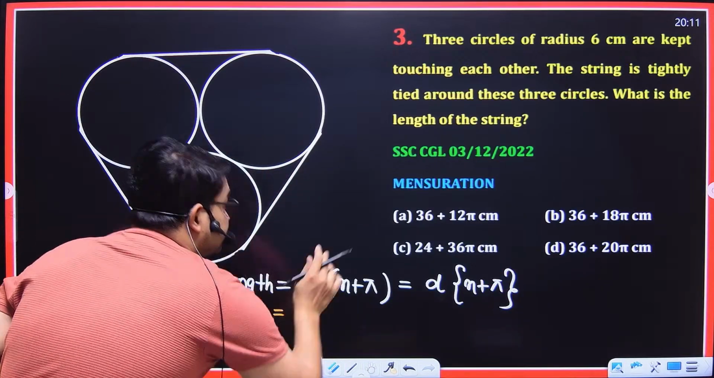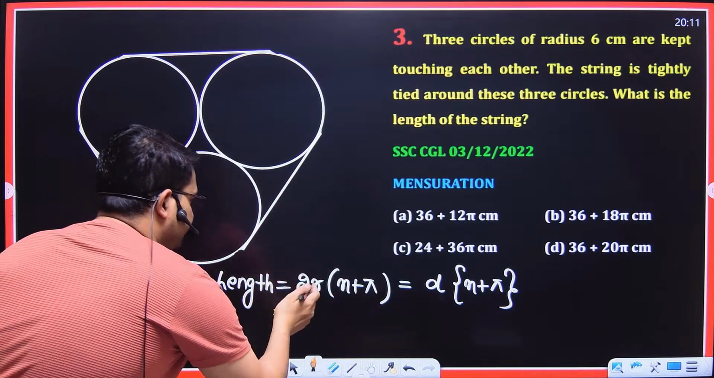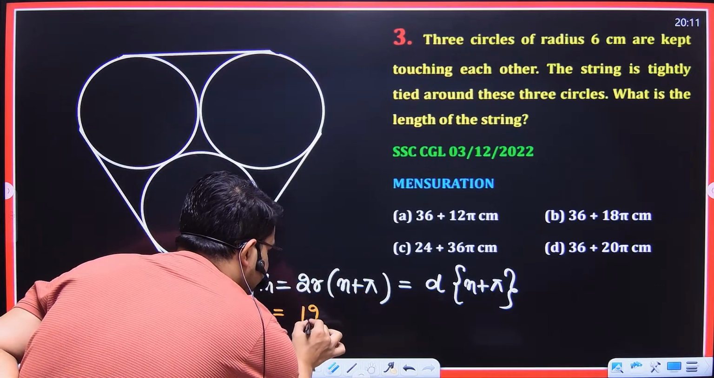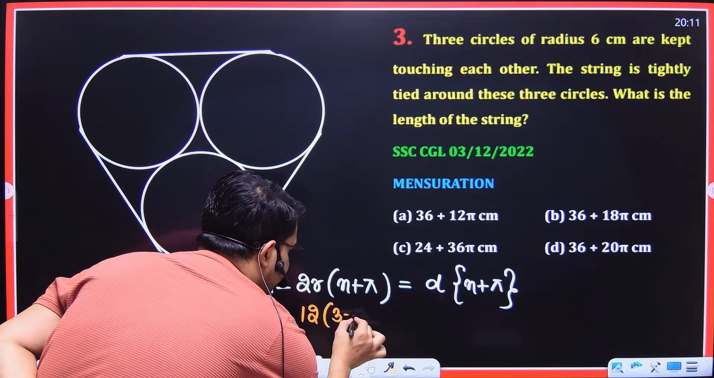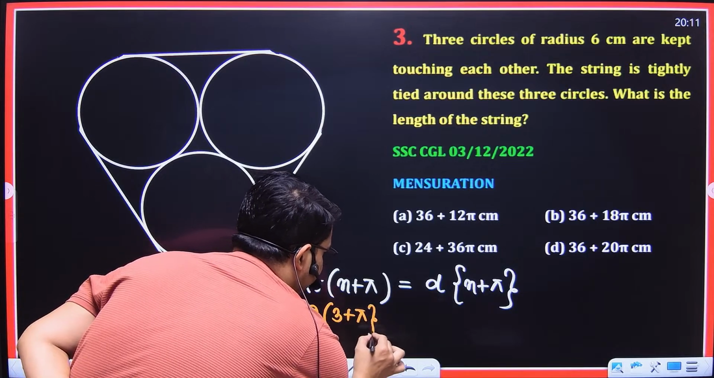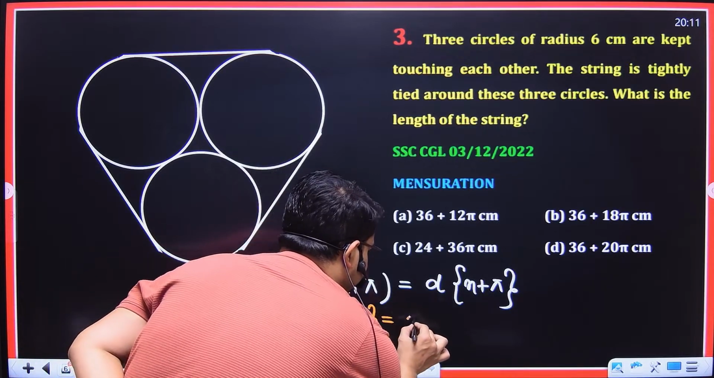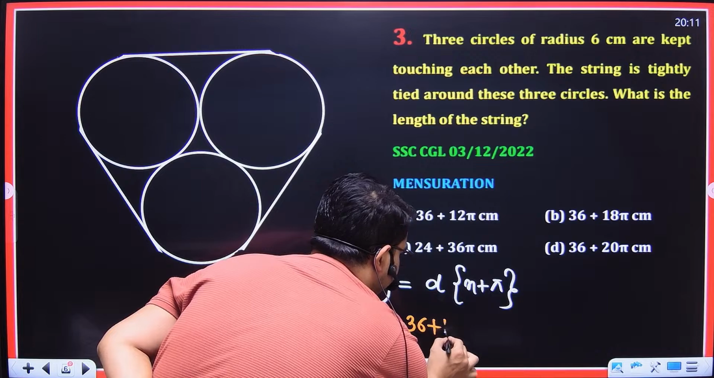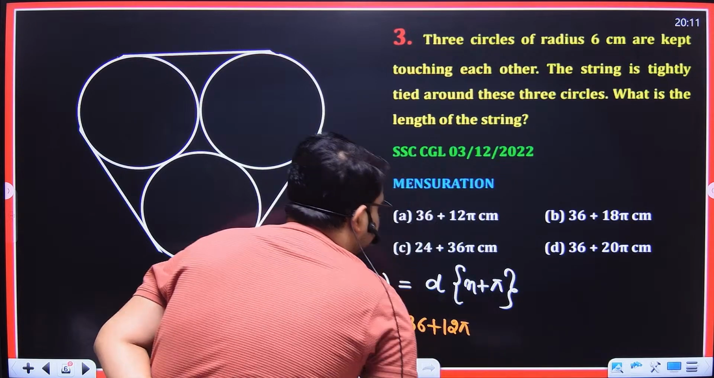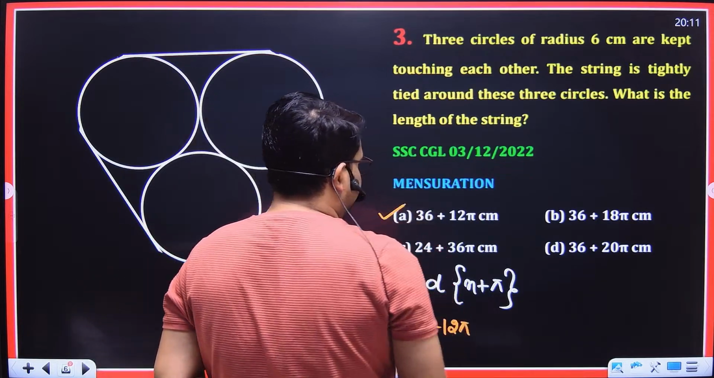What we have, radius is equal to 6 centimeter. 6 into 2 is 12. And n is the number of circles. There are 3 circles, n plus pi. If you solve it, you will get 12 times 3 is 36 plus 12 pi is your answer. That is option number A.